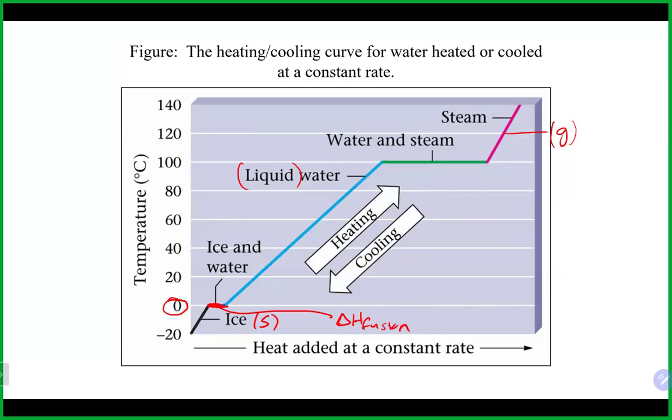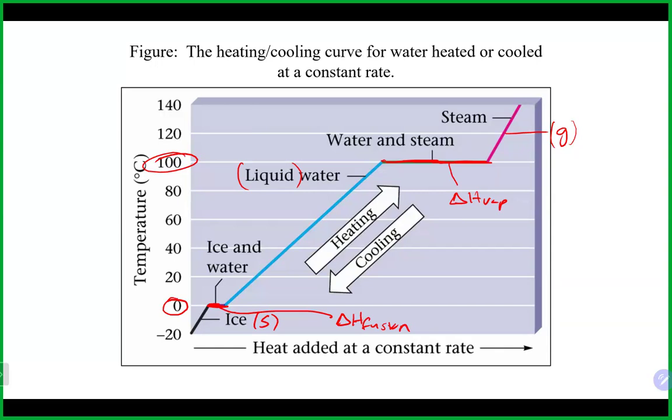Up here at 100 degrees Celsius, that is where we have the transition from liquid to gas, and that's where we would use our delta H of vaporization. Those are plateau lines, which means the temperature is not changing, but the state of the substance is changing. So again, that's where we would use either our fusion or vaporization.